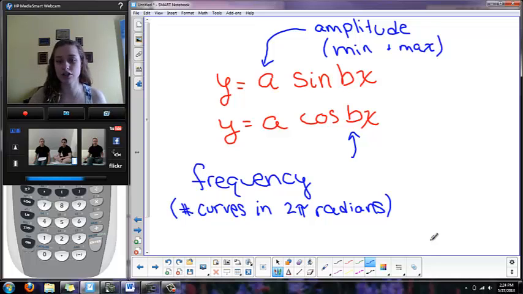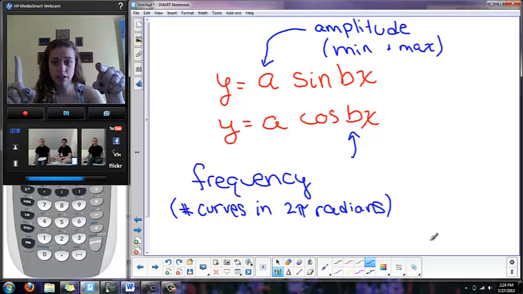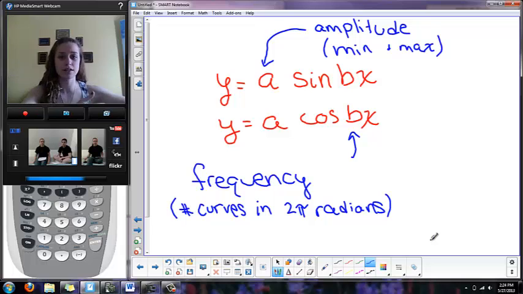So that's not ever going to change. In sine of x, there's only one curve. So you see one curve between 0 and 2 pi, one curve between 2 pi and 4 pi. In sine of 2x, you see two curves between 0 and 2 pi, two curves between 2 pi and 4 pi, and the pattern continues like that. So the frequency is the number of curves that you see in 2 pi radians.